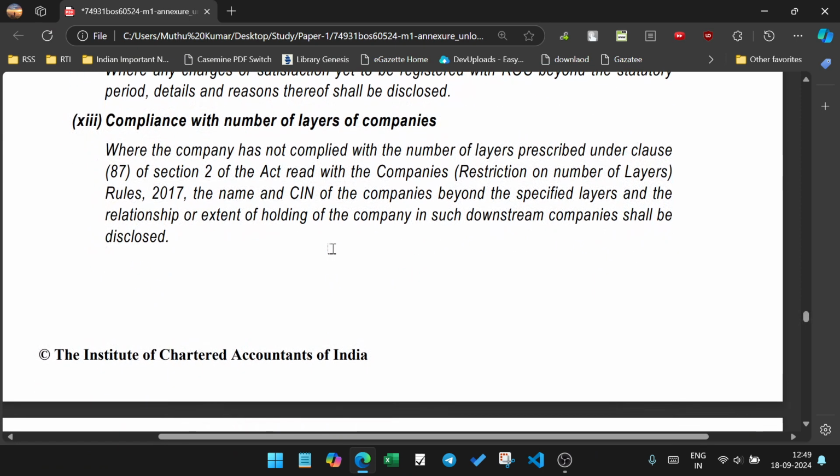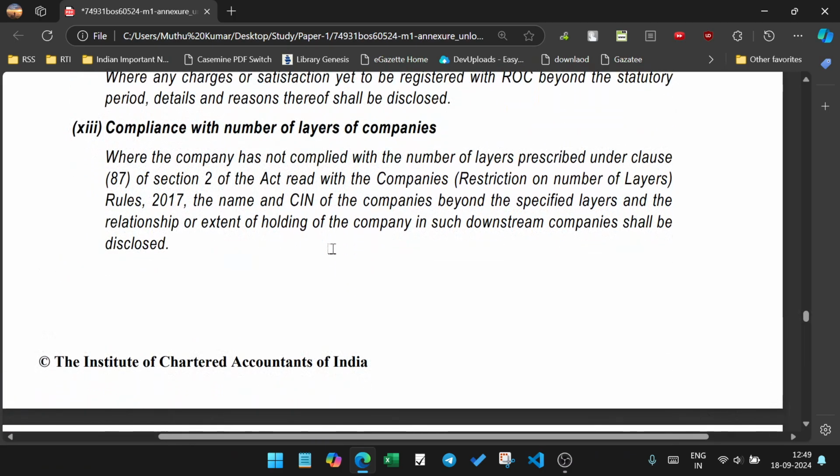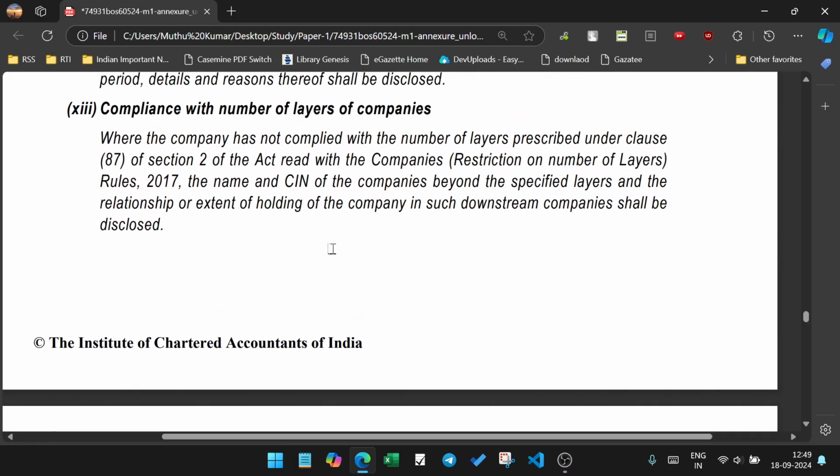Compliance with the number of layers of companies. Where a company has not complied with the number of layers prescribed under clause 87 of section 2 of the Act read with the Companies (Restriction on number of Layers) Rules 2017, the name and CIN of the companies beyond the specified layers, and the extent to which the company has invested in them, shall be disclosed.